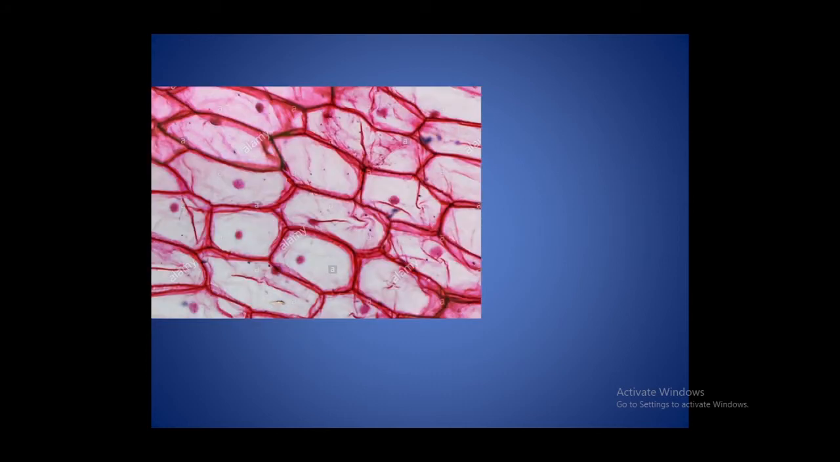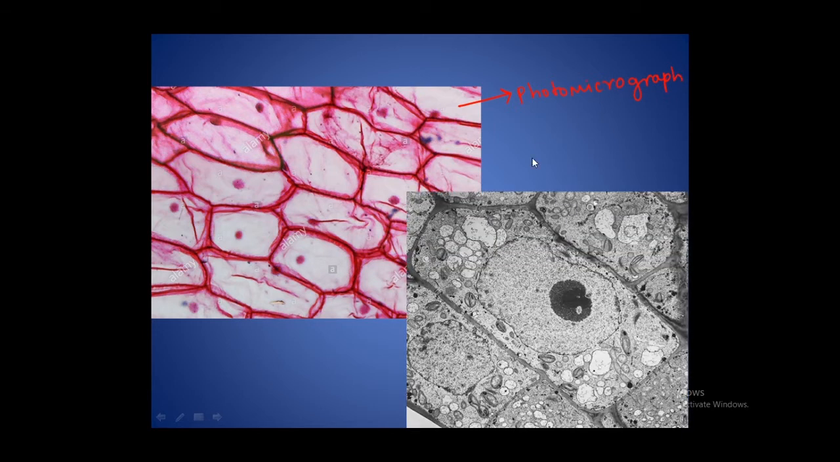Now if you look at this picture here, this is a picture which has been taken using a light microscope. This is a plant sample, a plant cell, and this plant cell has been observed under the light microscope. This picture is called a photomicrograph. On the other hand, this picture is the same plant sample, but it has been observed under the electron microscope, so it is called an electron micrograph.